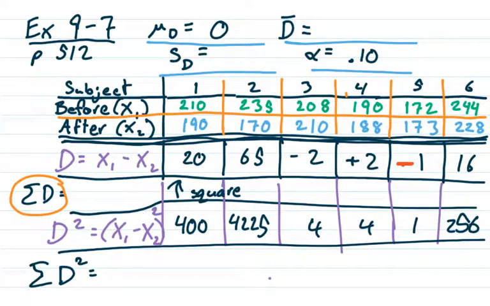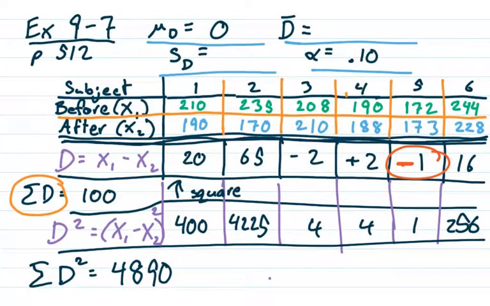All right, I noticed I made a little mistake there. The subtraction should have been -1, and so the sum of all of the differences works out as 100. The sum of all of the differences squared, the squared differences, is 4,890.